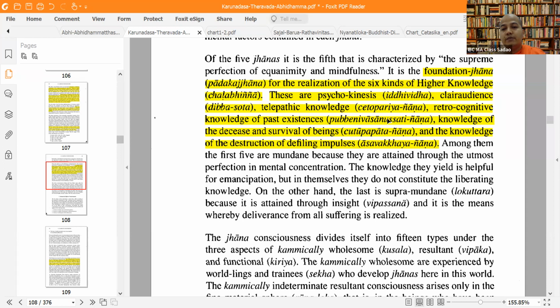I think Pubbenivasanussati and Cutupapatanana are probably present in most cases, and in some cases probably not present even.